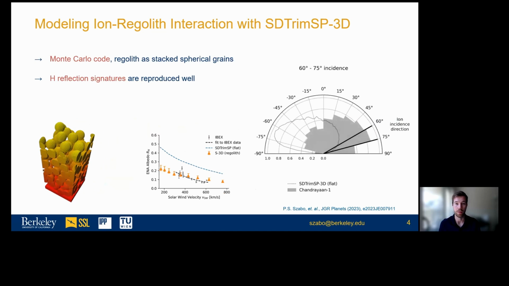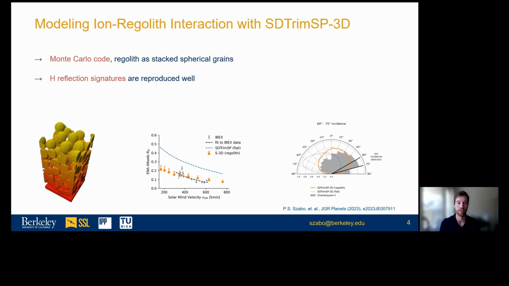One thing that also stands out as for the reflection, that is an important result of the porous regolith, is that if you look at the incident directions coming in from the right, between 60 and 75 degrees here, most of the hydrogen is actually scattered back into the direction where it came from, not specularly forward scattered. And if we include the regolith geometry in our simulations here in orange, this is very nicely reproduced and is one of the key effects of the regolith.